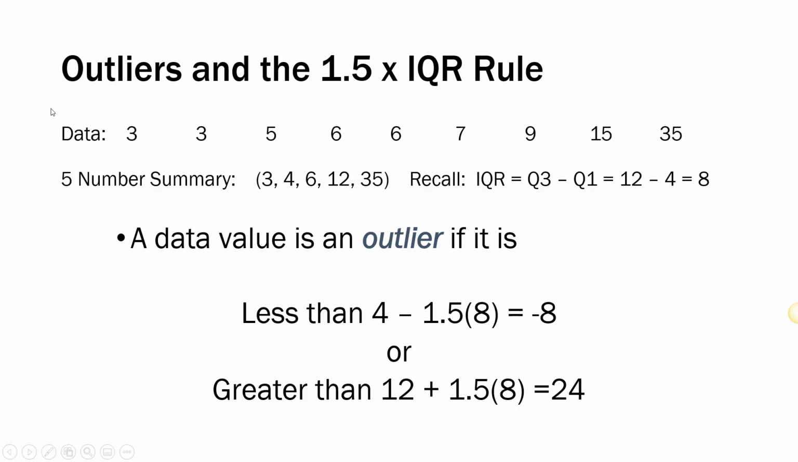So again, I'm going to look back at my data set here. And did I have any values that were greater than 24? Well, yes, I did. 35 was greater than 24, so we will consider that to be an outlier. So that's how we can use that rule to help us determine if we have outliers in our data set.